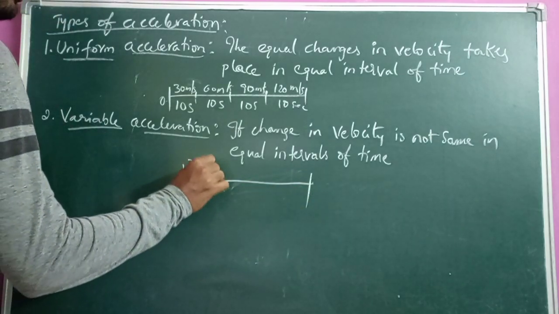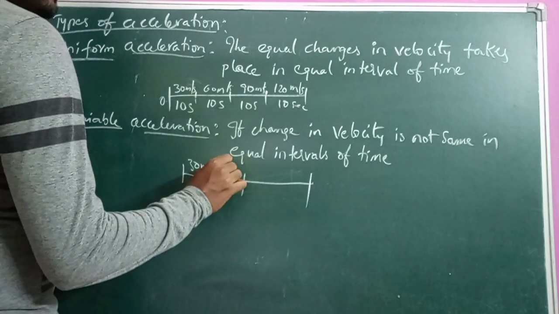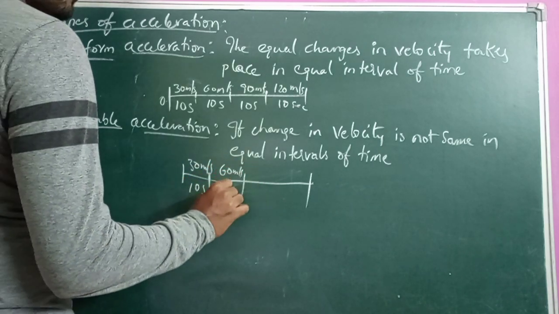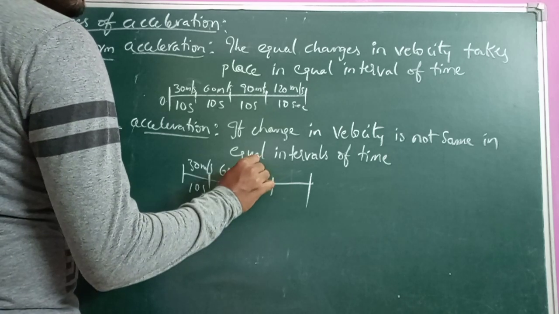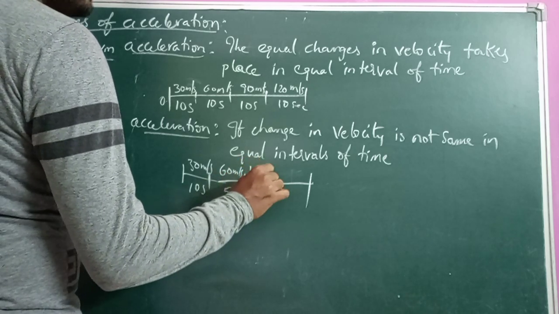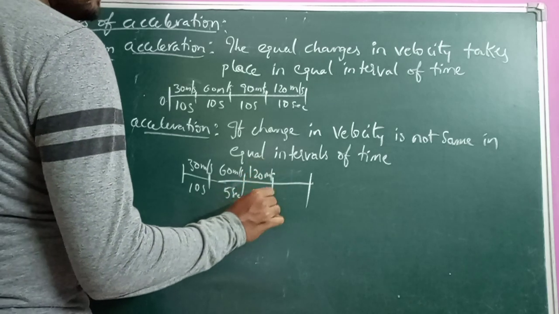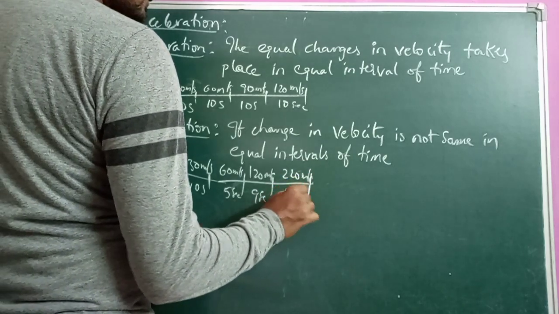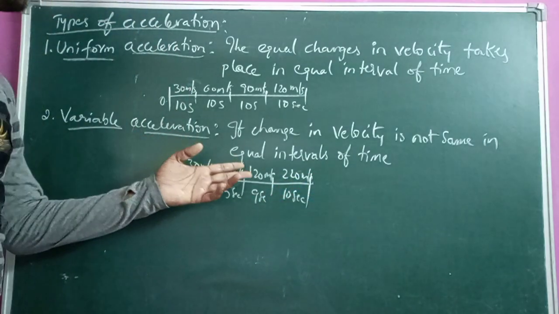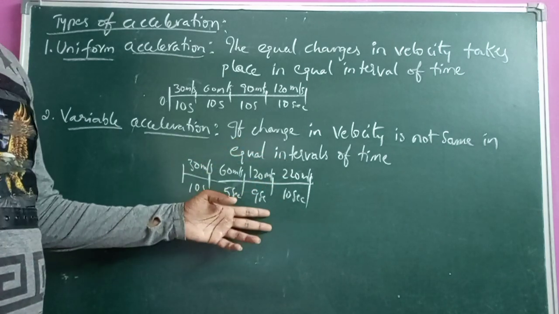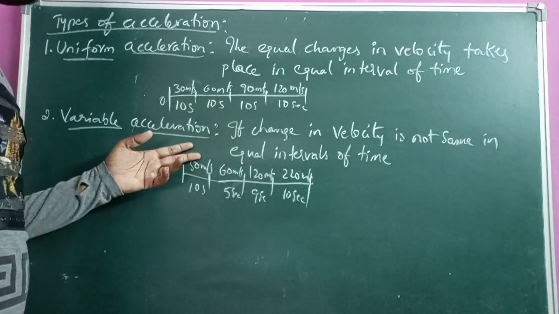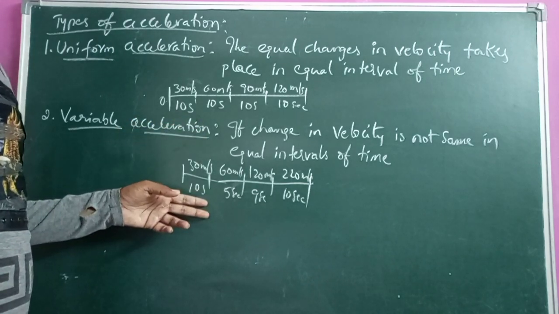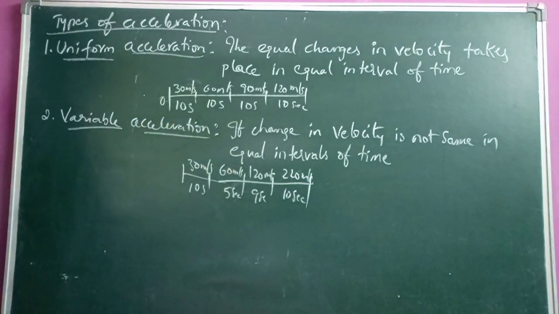30 meter per second, it took 10 seconds. For 60 meter per second, it took 5 seconds. For 120 meter per second, it took 9 seconds. Then 220 meter per second, it took 10 seconds. If you observe here, the change in velocity is not uniform, and the time is also non-uniform. Either the change in velocity in the numerator or the time taken is non-uniform. Then this is called variable acceleration.